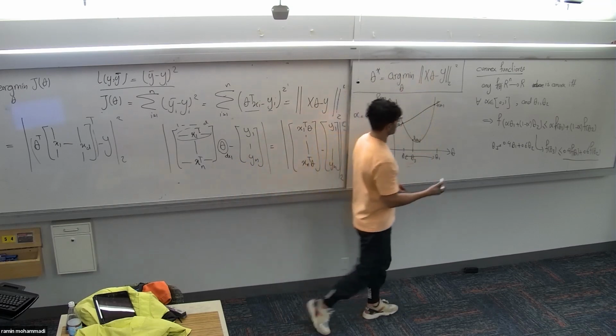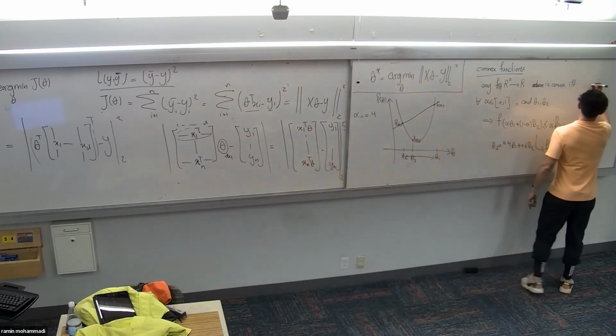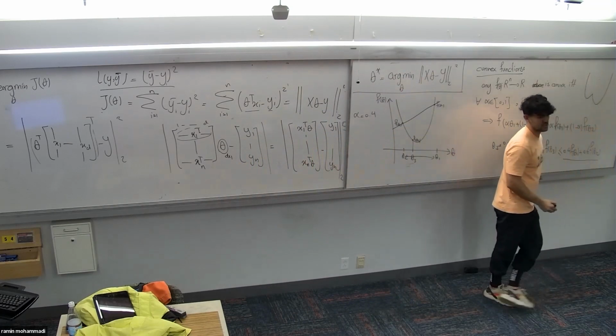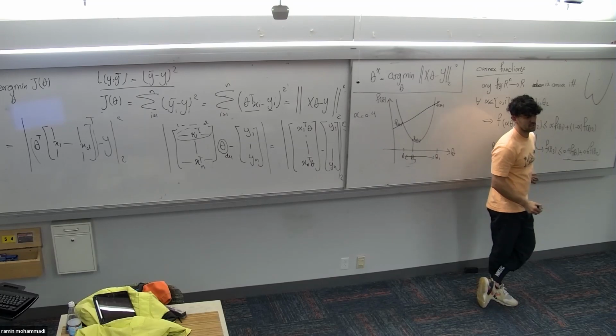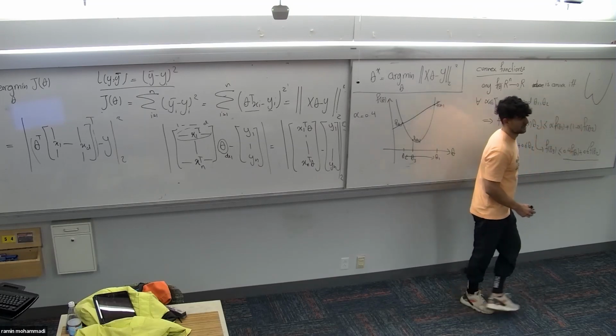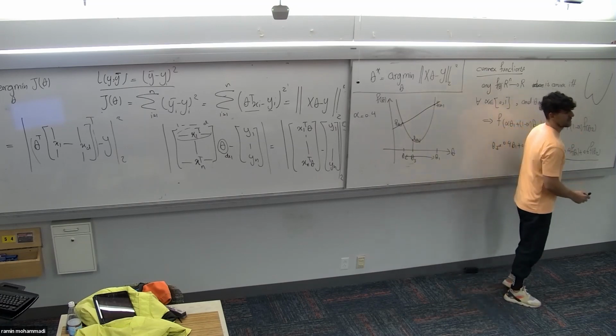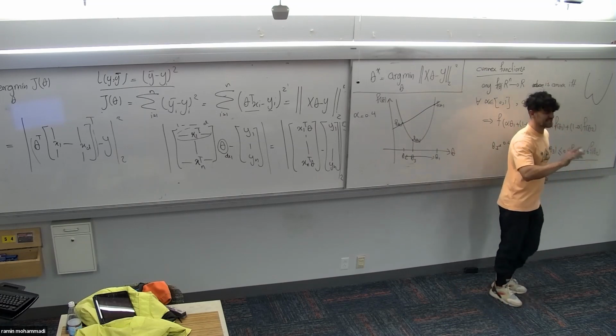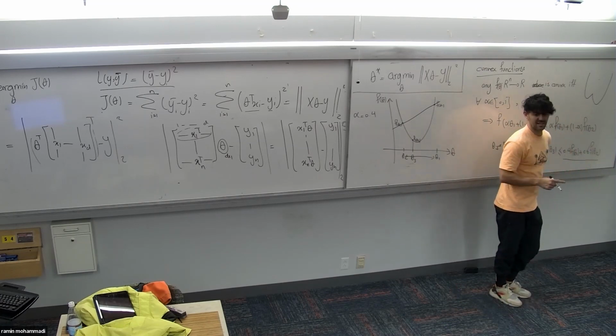Now, look at this example. Do you think this is convex or not? It's not. Why not? Because of that point in the middle.